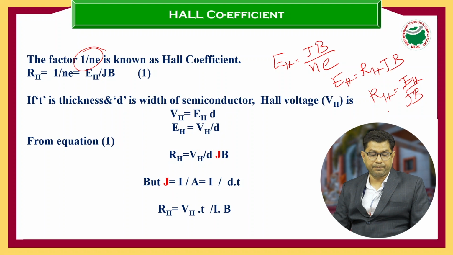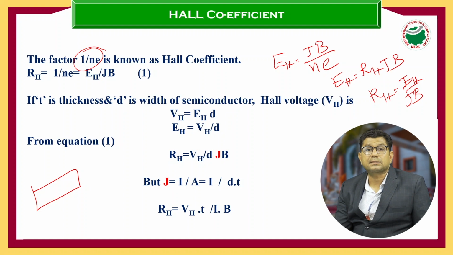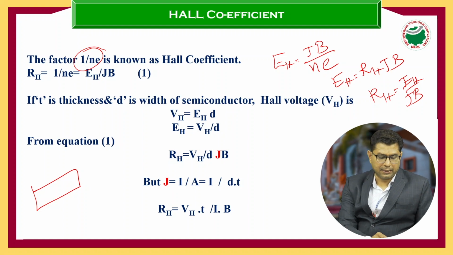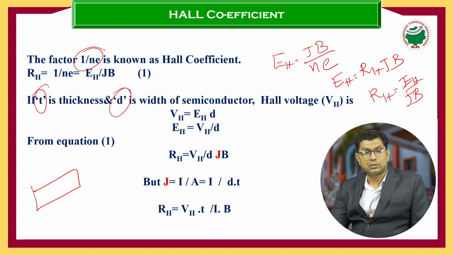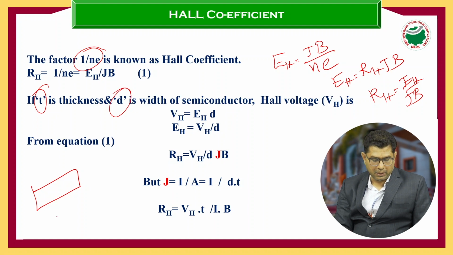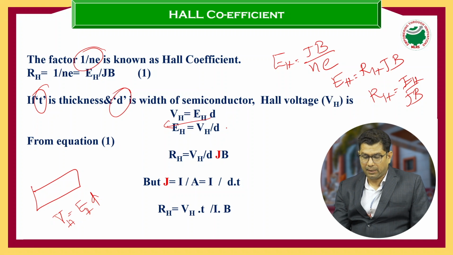Whatever conductor we are using, or we can take a semiconductor also, the conductor thickness is T and width is, let it be, D. Then V equals usually E D. The developed potential V equals E D. But here the developed voltage we call VH and the developed electric field EH, for honoring Hall. EH equals, transposing D to the left side, VH by D.